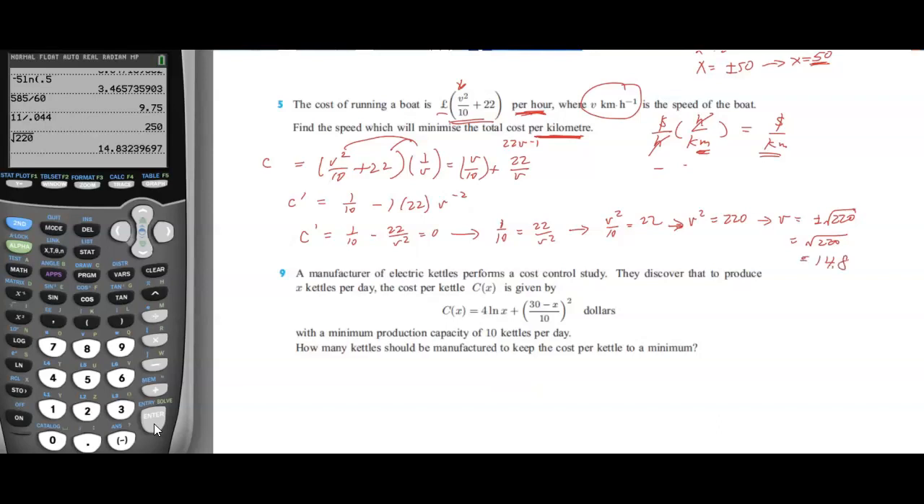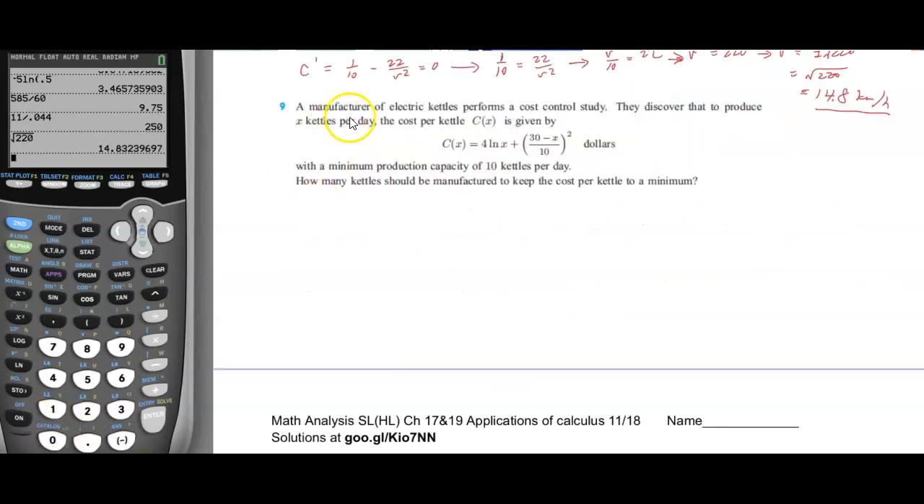So 14.8 kilometers per hour is the velocity which will optimize the cost of running a boat. Number 9, last business problem for the day, or for this page.